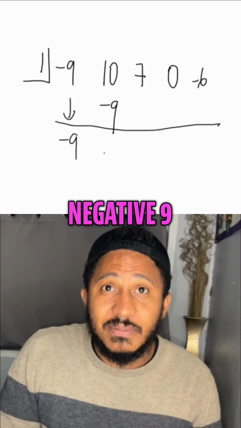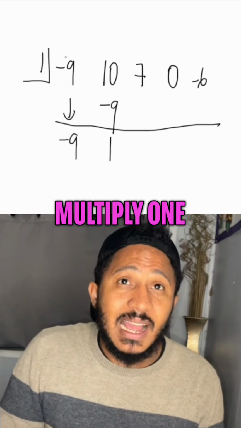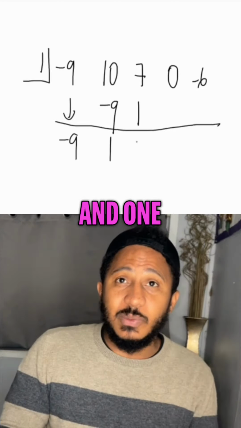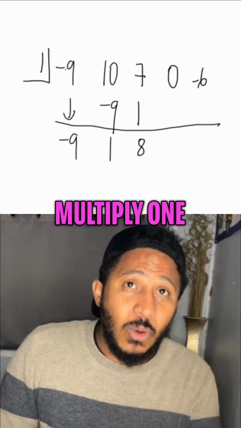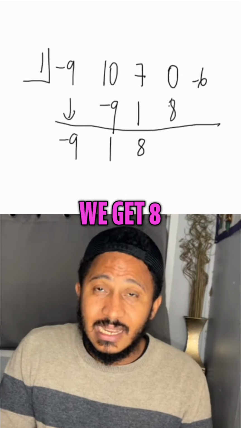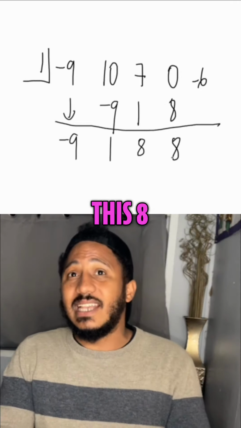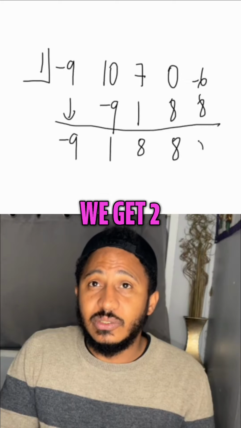Okay, 10 plus negative 9 is 1, okay? Multiply. 1 times 1, we get 1. Add 7 and 1, we get 8, okay? Multiply 1 times 8, we get 8. Add 0 and 8, we get 8. Multiply again, 1 times this 8, we get 8. And add, we get 2, okay?